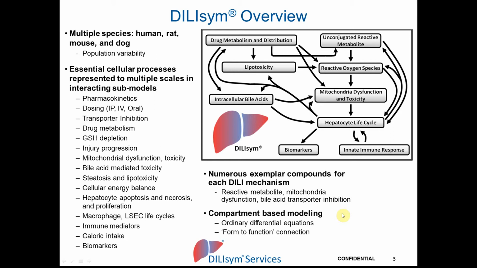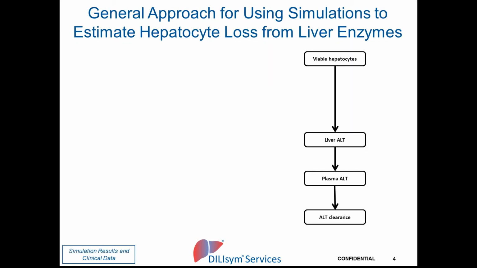DILIsym is also an ordinary differential equation based model, really a compartment type modeling, and also includes a form to function connection that enables us to properly track mass balance despite the potential for losing hepatocytes due to predicted injury. So how do we then infer, or estimate, hepatocyte loss from clinical data using DILIsym? This comes back to our underlying ALT submodel by and large.